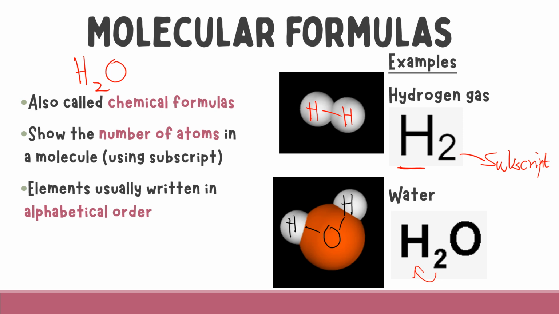So we normally write the elements, their chemical symbols, in alphabetical order. So for water, H comes before O. This doesn't always apply, but it's a good rule of thumb to go by. And you're not wrong to swap them over. OH2 is still water, it's just not the conventional way that we write it.